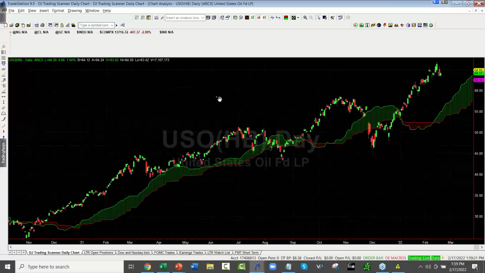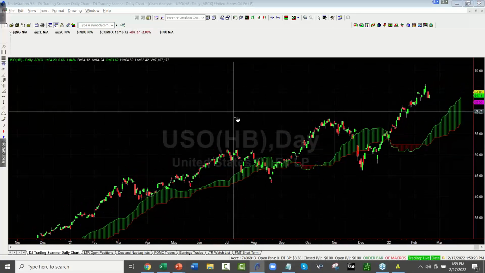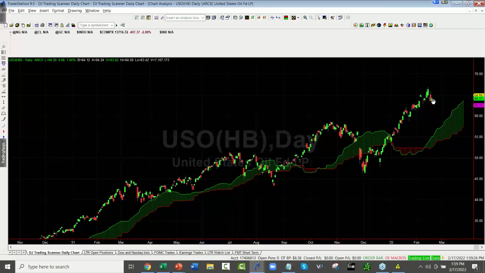USO is the oil ETF. Yeah, it's just run too far. There's no sign, no reason, no indicator here to take it short, and it's just run so far up, right? Looks like it could be running out of steam.